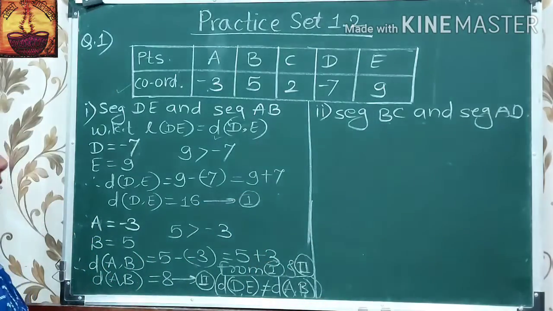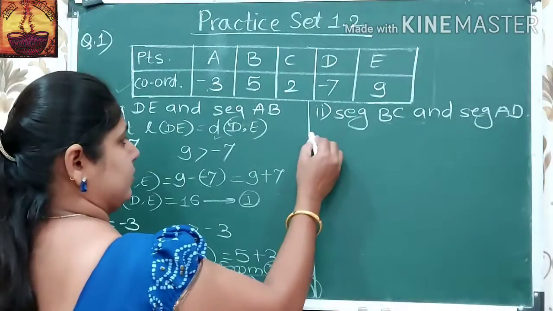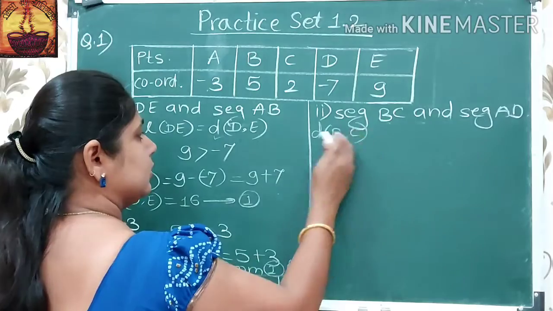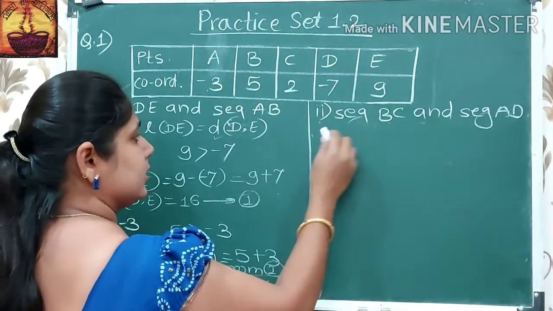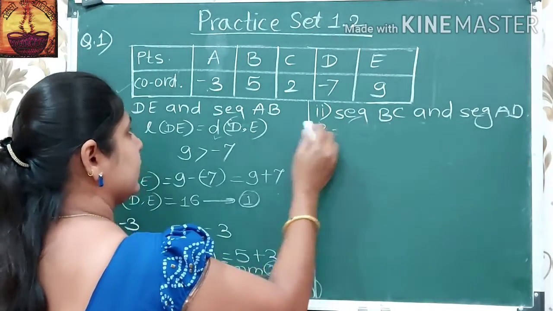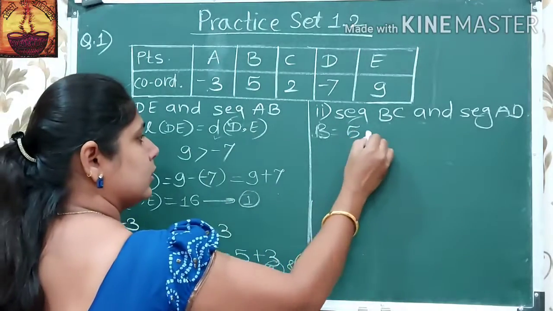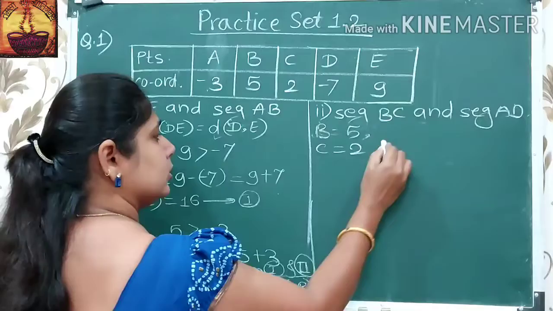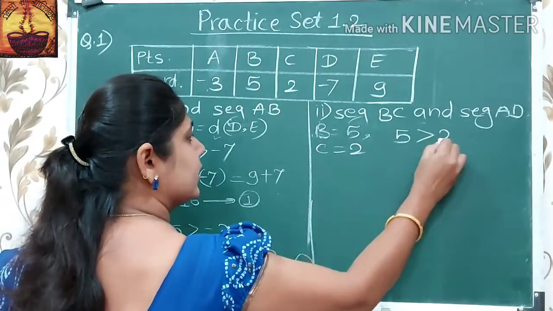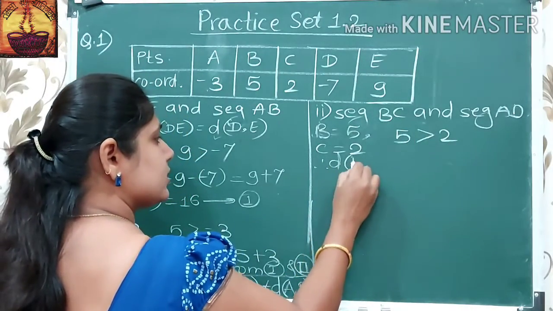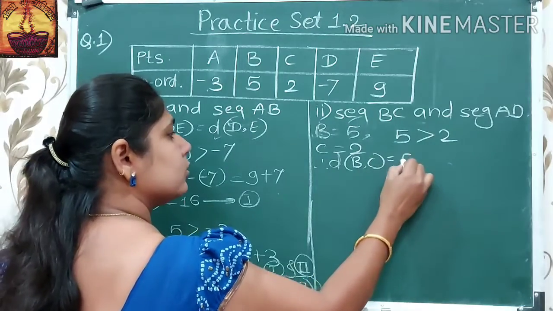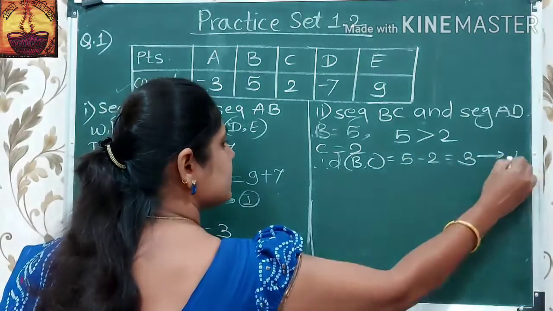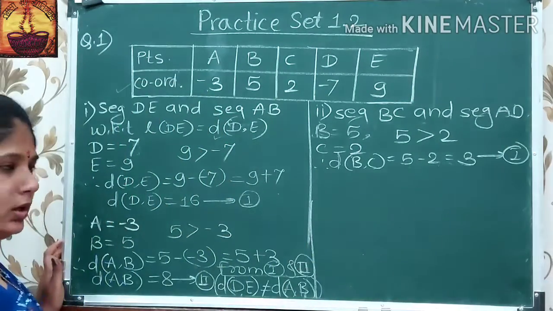For calculating the length of segment BC, we first calculate distance BC. In distance BC, coordinate of B is 5 and coordinate of C is 2. 5 is greater than 2, therefore distance BC is equal to 5 minus 2 is equal to 3. Let us consider it as number 1.